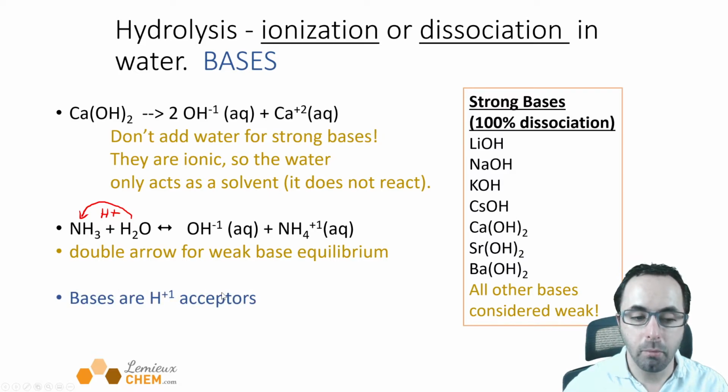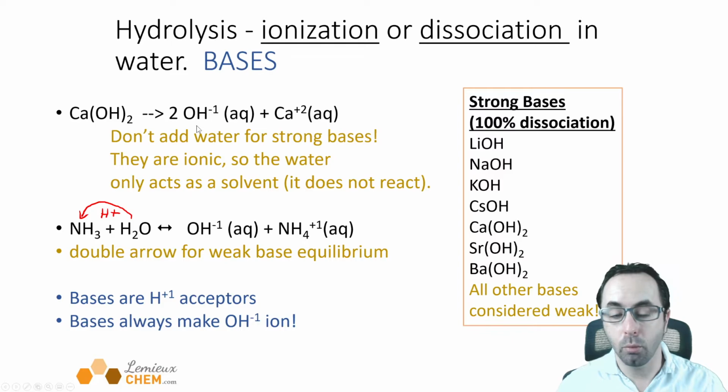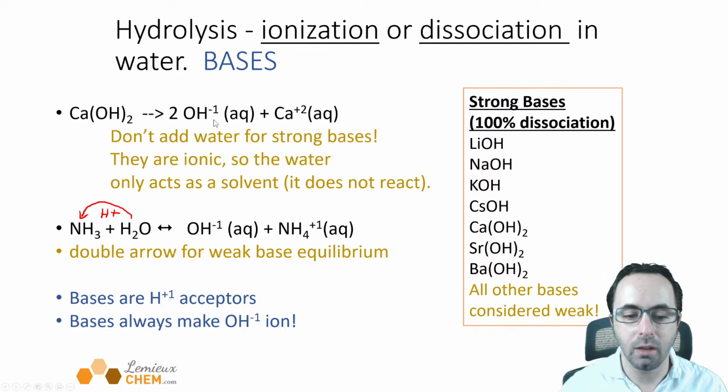Remember that the definition of a base is it's an H+1 acceptor. So with the weak base here, ammonia, it's accepting the H+ directly. But for the hydroxide bases, it will be the hydroxide that accepts the H+. When it does, that makes water. Bases always make hydroxide ion in some way. If it's a strong base like this one, it makes hydroxide ion by directly producing it when the ions separate in water. If it's a weak base, it makes hydroxide ions by accepting the H+ from water, and when it does, that produces hydroxide ion.